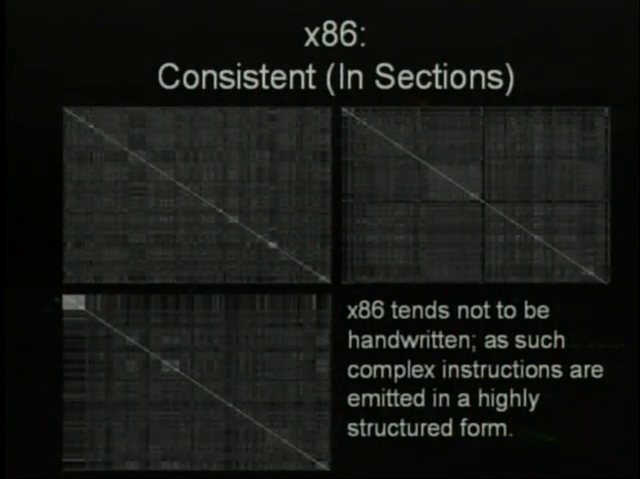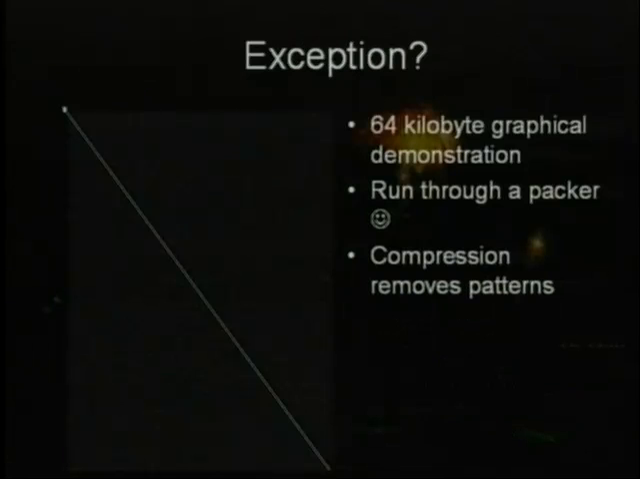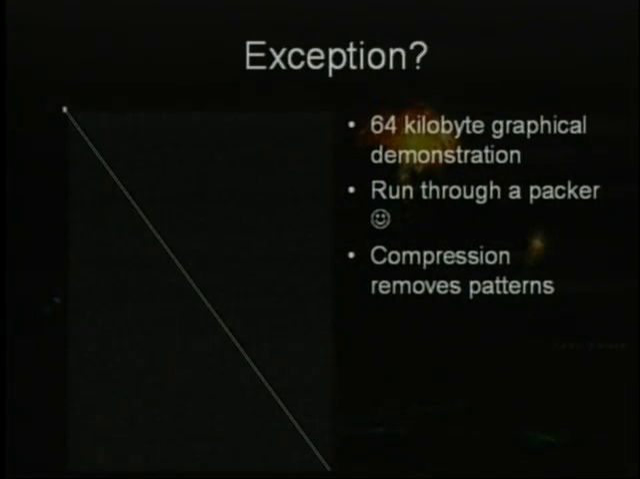x86 is actually pretty consistent in sections. It tends not to be handwritten. There are exceptions in this room. So as such, complex instructions are emitted in a pretty regularized form. There is an exception. Someone said, you should totally grab some really tight hand-coded assembly. And I'm, of course, demo scene. Awesome. So I grab a 64K demo, and you know how you don't see anything there? Well, that's because it's just a big mass of gray. You know what compression does? It takes all those nice patterns that you were looking at and just gets rid of them. So you've got this little tiny block of x86 at the beginning, and the rest of it's just unpacker stuff. So you can pretty quickly see packed code.